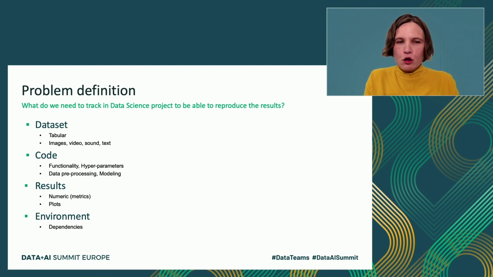Then we have the code. The code can be about data pre-processing, about modeling. During the modeling phase, we will be trying a lot of different parameters or hyperparameters. And all this will be producing different results. And the difficulty is not to track each component individually, but to track the dependency of which data set and which code will produce which result.